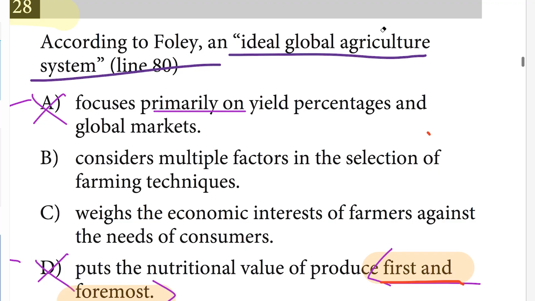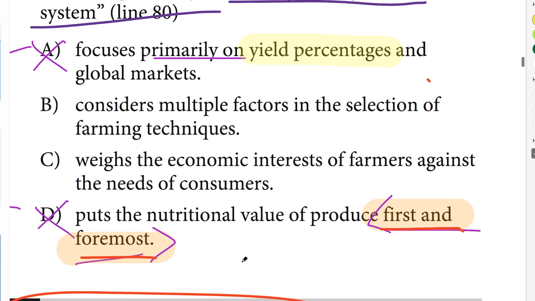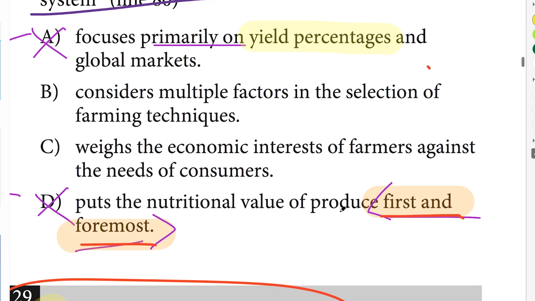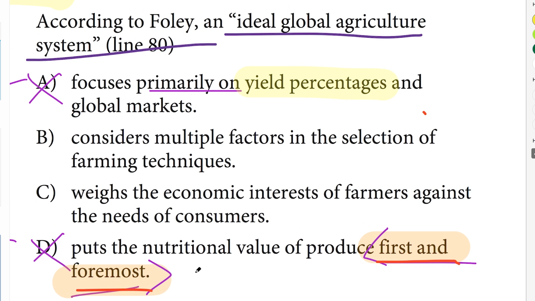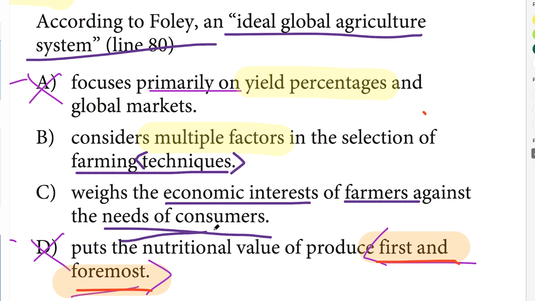The ideal global agriculture system has a little bit of organic and a little bit of not so much organic. Focuses primarily on yield percentages. No, because we had nutrition, right? Then we have down here, puts the nutritional value of produce first and foremost. This is too strong, and that was only one piece, right? Now, I like this multiple factors, but check this out. In the selection of farming techniques, maybe. And then we have weighs the economic interests of farmers against the needs of consumers.